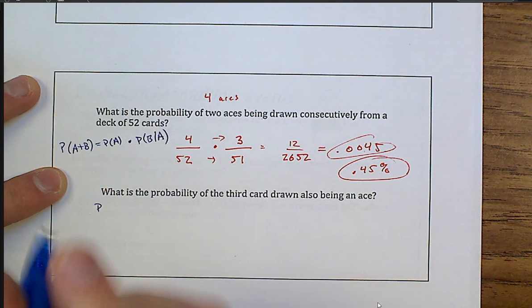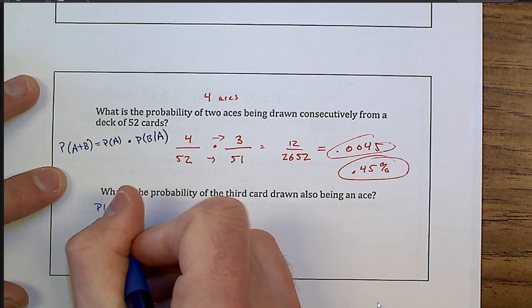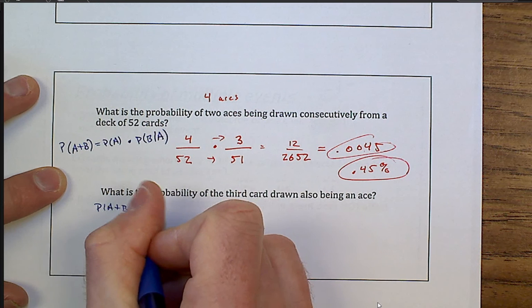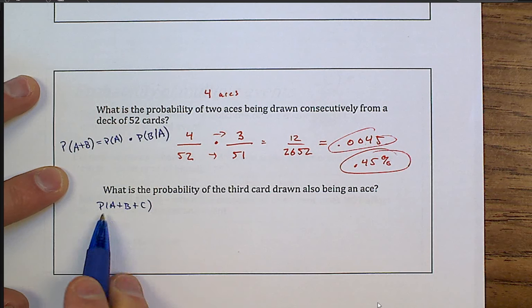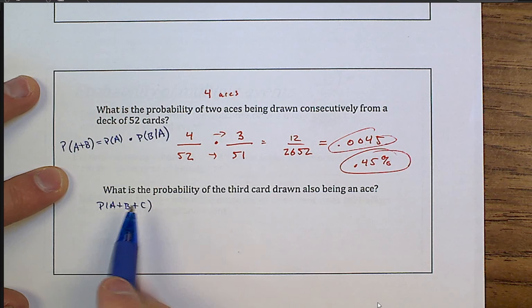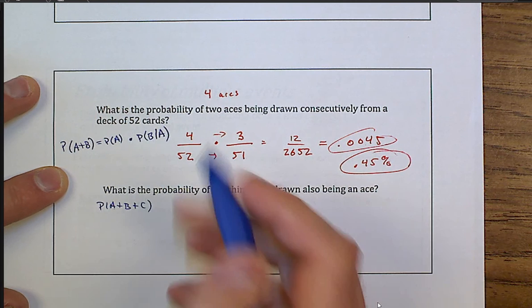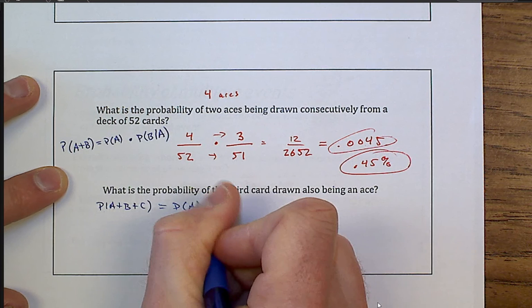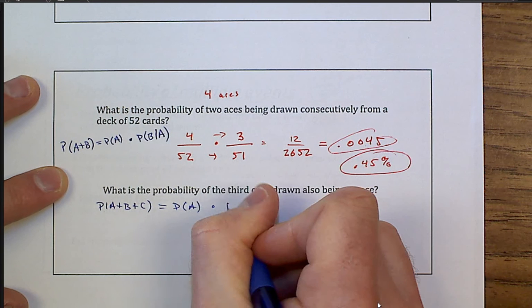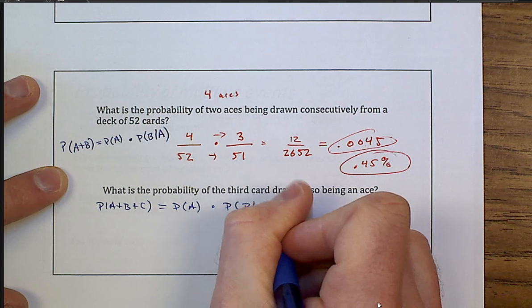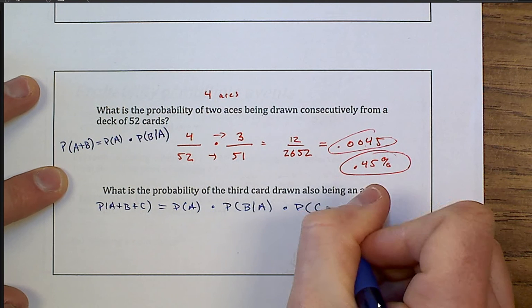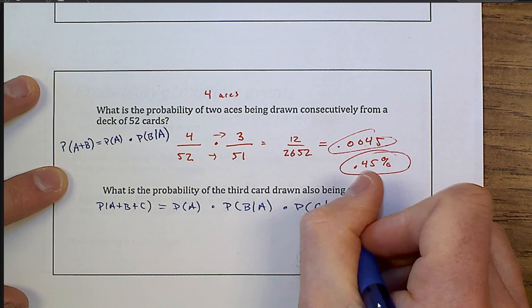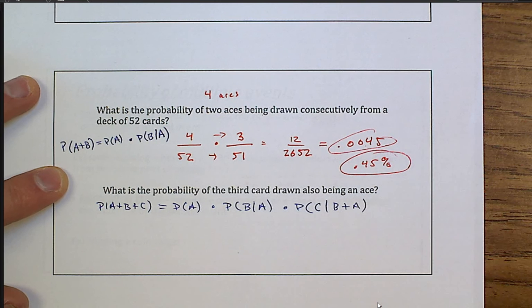What I'm writing in blue, you don't have to do on your homework or test or anything. I'm just kind of showing you the algebraic form of this. So the probability of event A, B, and C happening, which is first ace, second ace, third ace, would equal the probability of event A, pulling the first ace, times the probability of B happening, knowing that A already occurred, times the probability of C happening, knowing that event A and B occurred. That's how you would write that out.